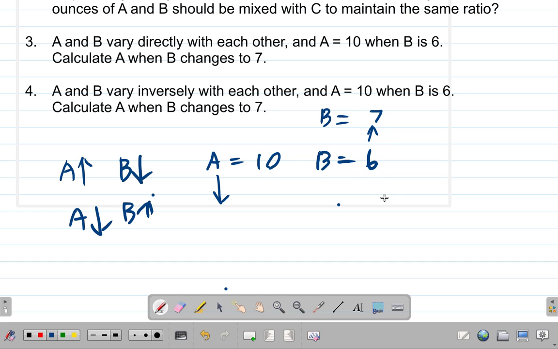Now, if you have 7 divided by 6 here, you cannot multiply this by 10 because it's going to give you a value higher than 10, and you will be saying that A rises along with B. If B rises, A should fall.